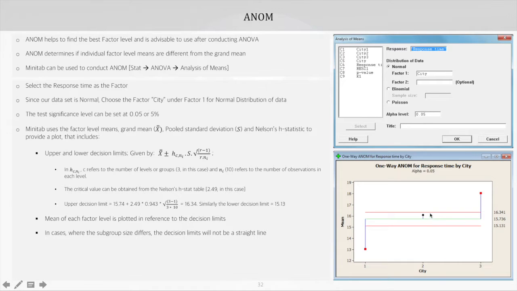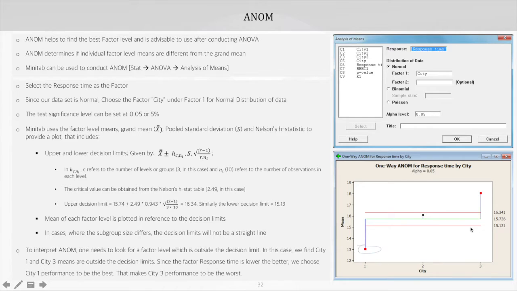Then the mean of each factor level is plotted in reference to the decision limits. In cases where the subgroup size differs, the decision limits will not be a straight line. Here it is a straight line as the subgroup size for all cities is the same, that is 10.